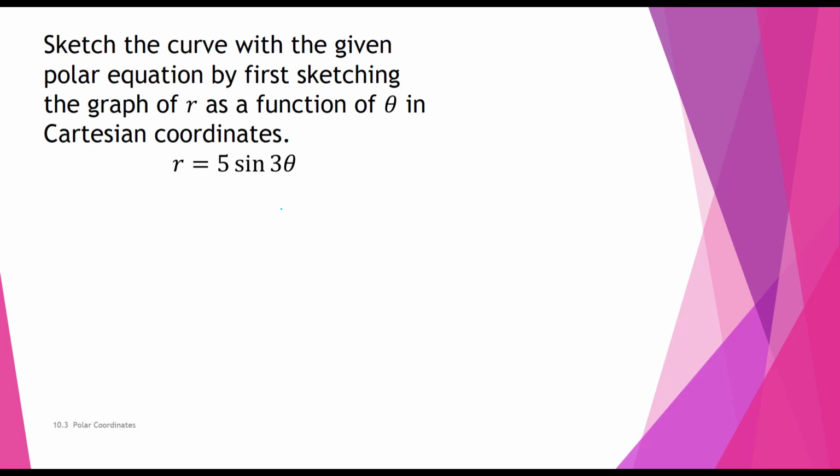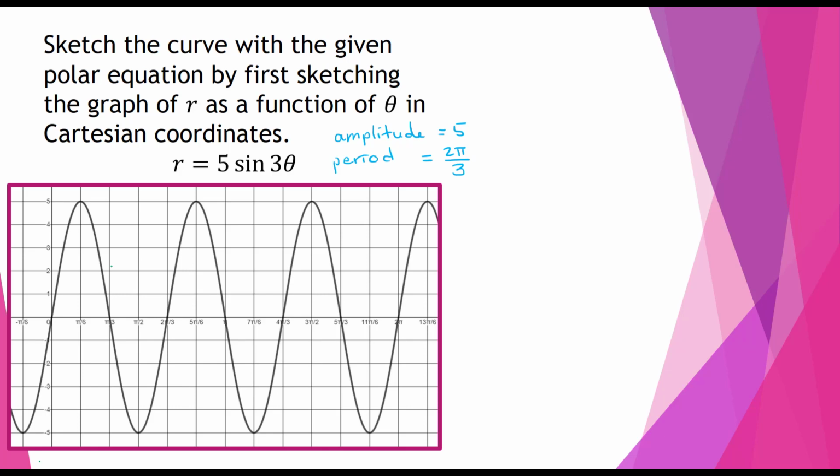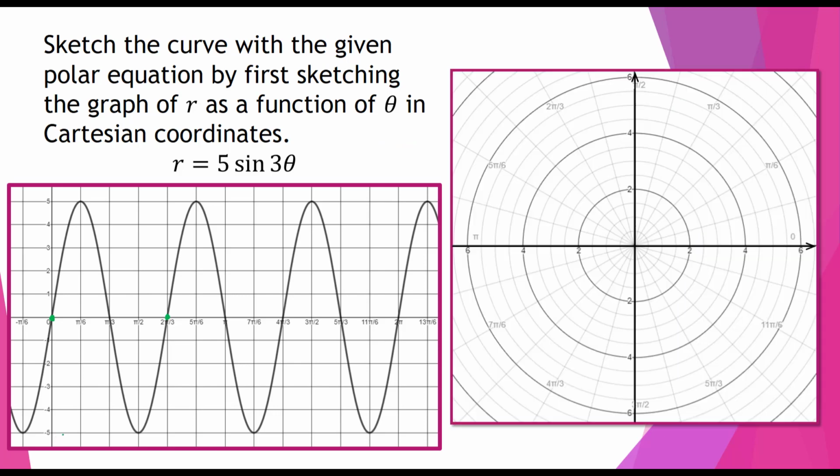We see that this is a sine function that has amplitude 5 and has period 2 pi divided by 3. Here is that graph. We see that one period of our sine function begins at x equals 0 and ends at x equals 2 pi over 3. Now, what we will do is translate this Cartesian graph into a graph in polar coordinates. We will look at our sine function one section at a time.